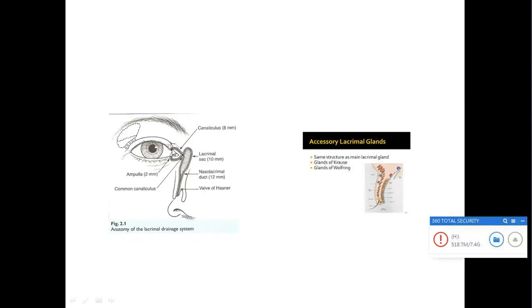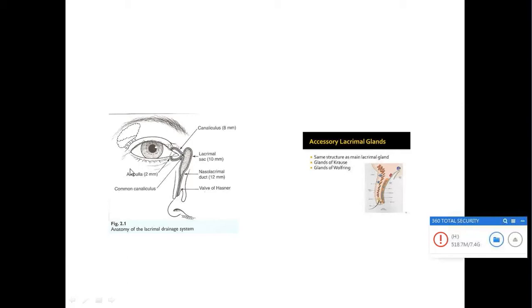canaliculus. First 1 millimeter of canaliculus will be vertical and then 7 millimeter will run medially. Similarly, in the lower lid, 1 millimeter will be vertical and then 7 millimeter it will run medially, horizontally and enter into lacrimal sac. This is the lacrimal sac. And lacrimal sac ends into nasolacrimal duct which opens into inferior meatus.